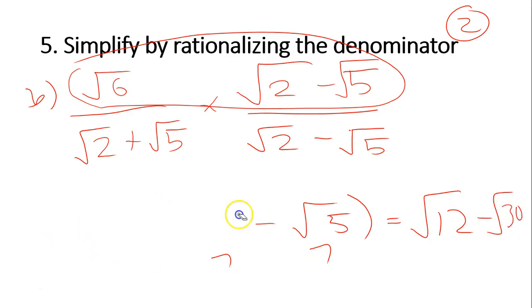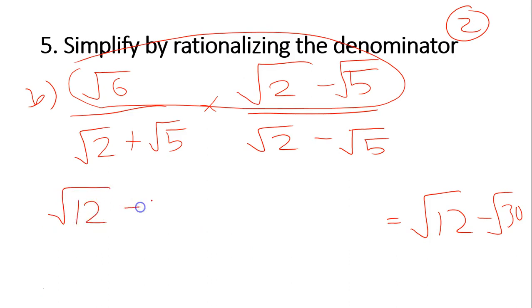Let's erase this part now, to make space. This is where I'm going to write my final answer. I'll just show you in 2 seconds. So the numerator we found is root 12 minus root 30. Right? Check.